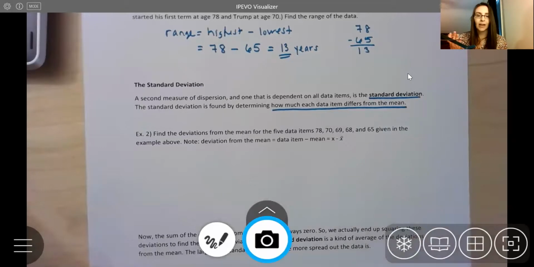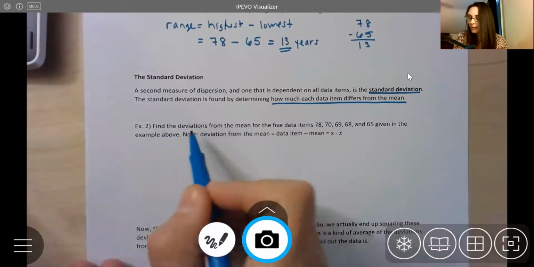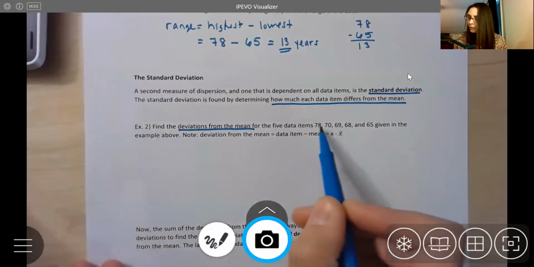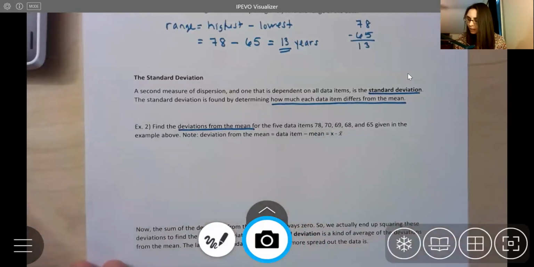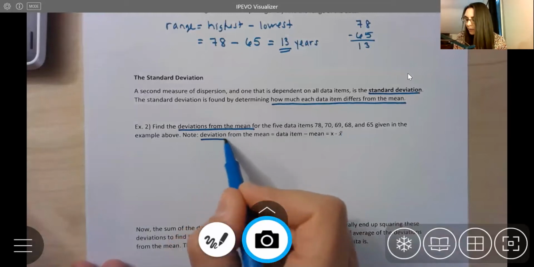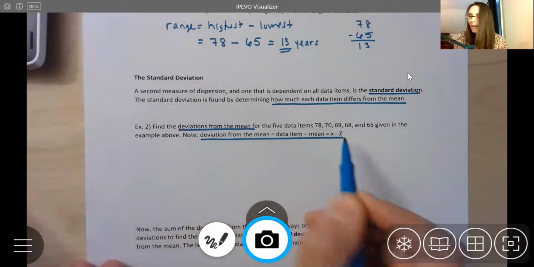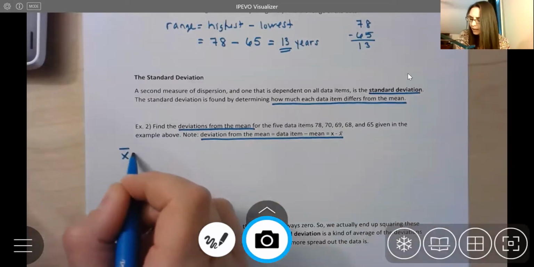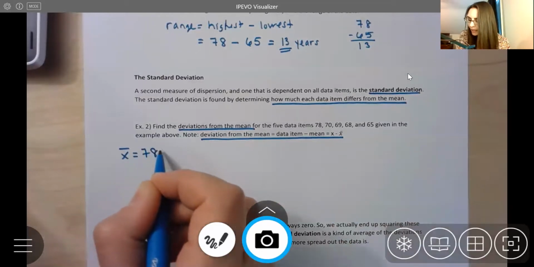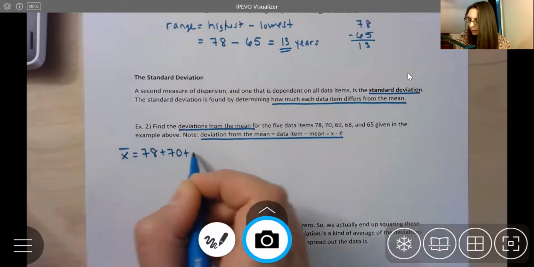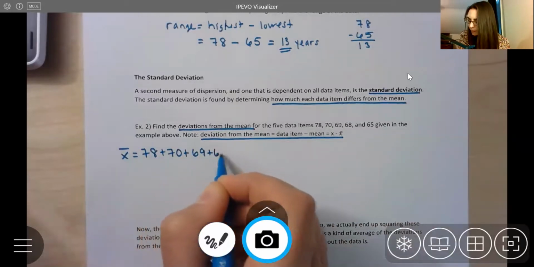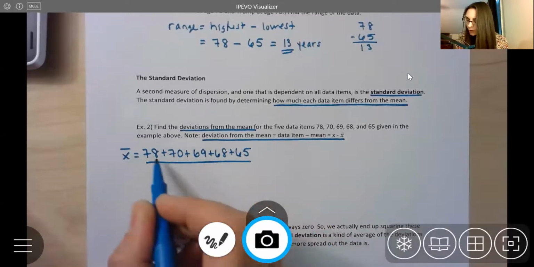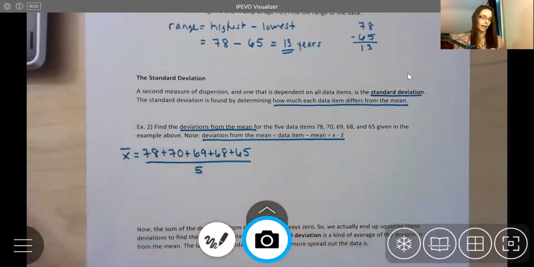Now, the first step in finding standard deviation is to just find the deviations from the mean. So we're going to go ahead and do that here for that same example of those 5 data points. And deviation from the mean is just the data item minus the mean. So before I can start here, I do have to find the mean of my sample. So I'm going to go ahead and take those 5 data values, add them up, and divide by 5.